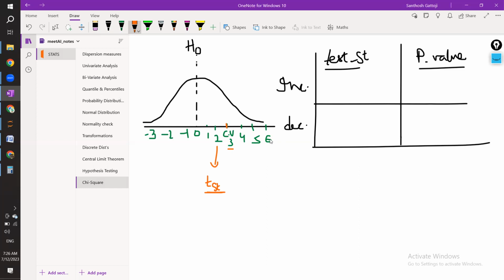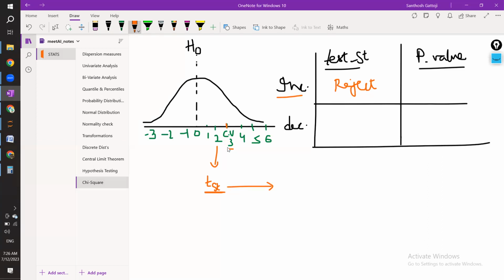Test statistics? Guys, observe my words carefully. I'm saying this is my test statistic. If my test statistic is increasing, from 2 to 3, 4, 5, should I accept or reject? Reject. So if my test statistic is increasing, reject.